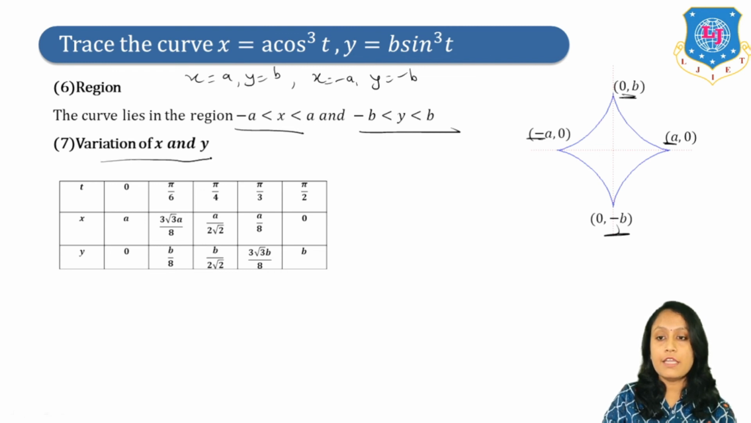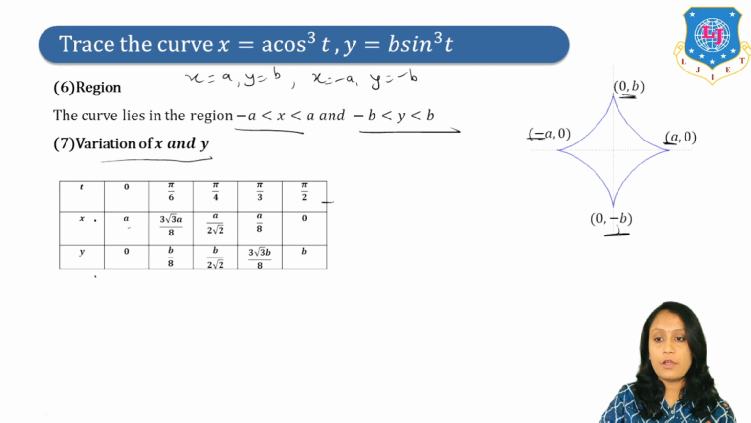Now we will write the variation of x and y. Here we'll take a few angles: 0, π/6, π/4, π/3, π/2, and x and y for each. If you substitute 0, cos 0 is 1, so you get a, and sin 0 is 0, so y is 0. Then we substitute π/6, take the cube, and you will get this answer. Similarly, we have to write down all the answers for these angles.